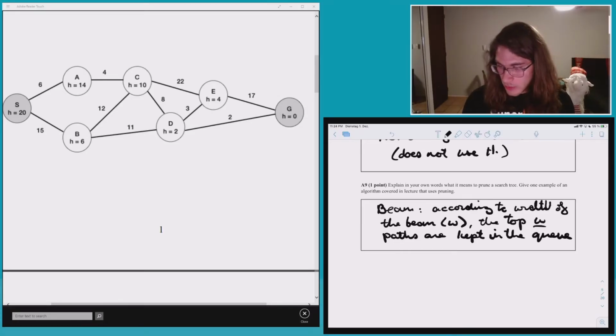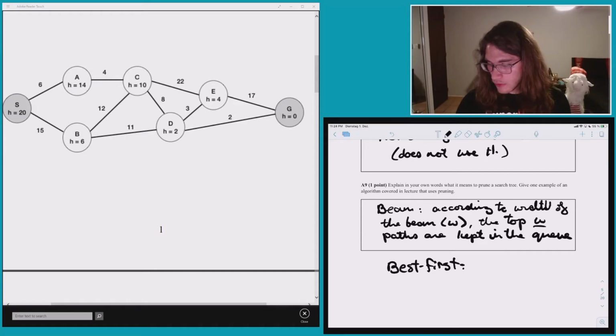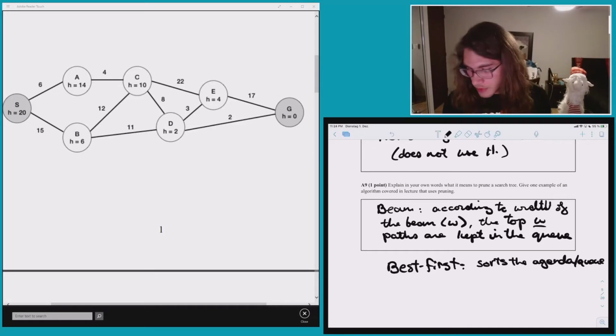And I'll write it out explicitly, and this is where the confusion stems. Best first is the only one of the informed searches that sorts the agenda, or the queue. I forget to stick to queue sometimes.